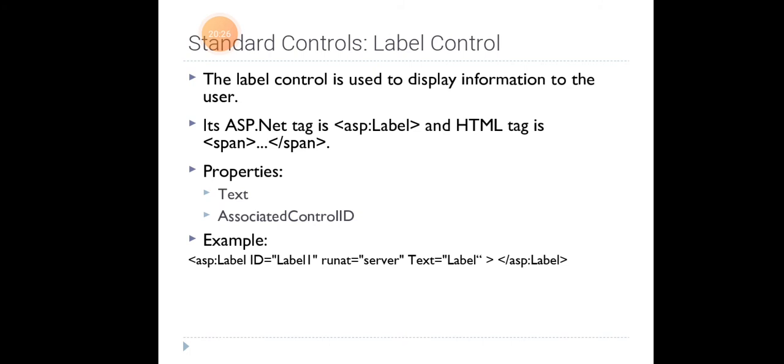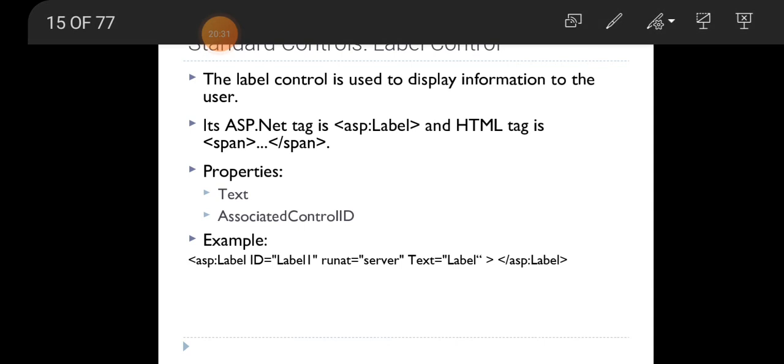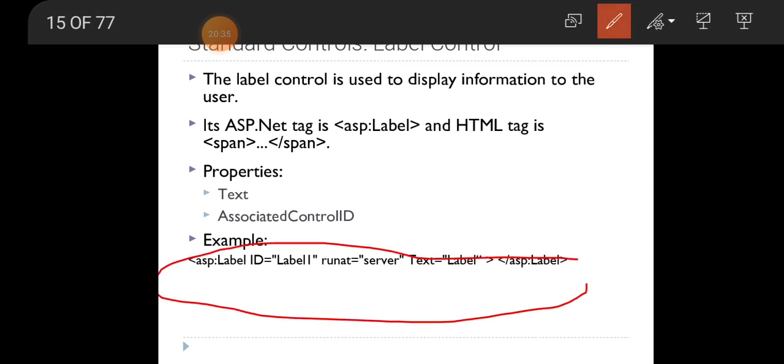For example, the label is specified in our page just like this: asp:Label ID equal to Label1, runat equal to server. We already studied this, because we must add the attribute runat equal to server. For what? Because it is a server-side programming language. Here, Text equal to Label. If we specify Text equal to Label, it will display the message as Label.